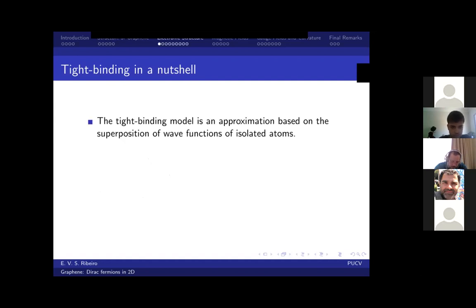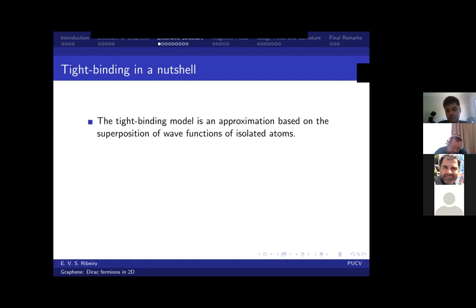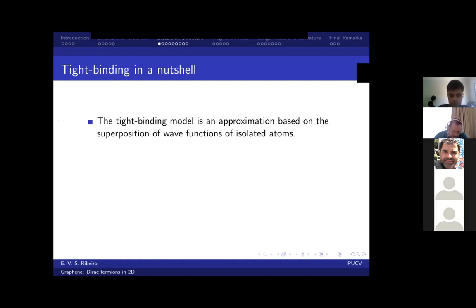So before talking about the electronic structure, I need to make a very brief discussion of tight binding models. The idea of a tight binding model is to make an approximation based on the superposition of the wave functions of isolated atoms. So in order for this to work, we need to assume that the electrons are tightly bound to the atoms in the lattice.